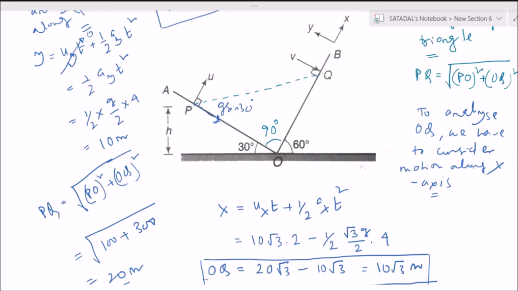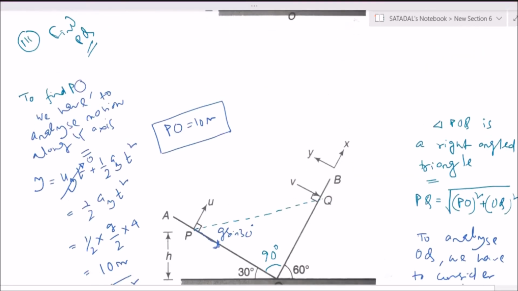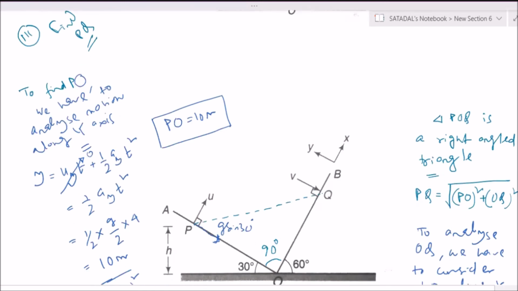Sir, before we got PO as 10 meter, there UY equals 0, sir. It is motion along y axis only. See, again and again, I'm repeating the same point. Check here. This is x direction, right? And this is y, right? So along y, no initial velocity was present. Right? Okay.